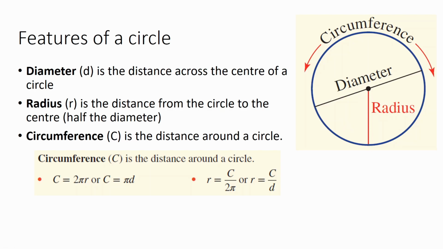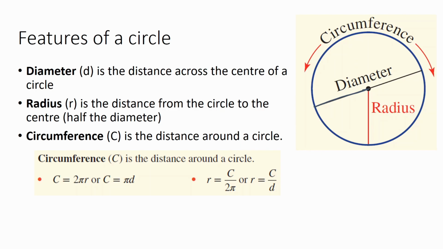So it's pretty much half the diameter. It would just be from there to there like that if it's drawn on top of the diameter. You can also see that over here. And the circumference, represented as c, is the distance around the circle. So it's pretty much the perimeter of the circle.